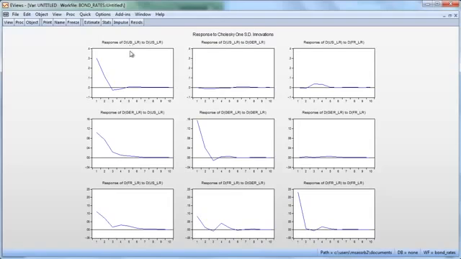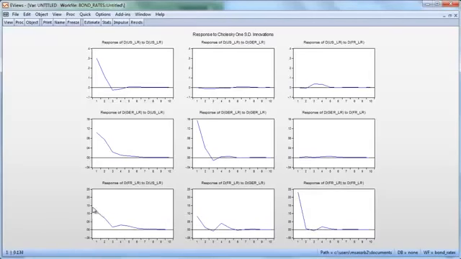In the first row we have the responses of the change in the US long rate to first shocks in the change of the US long rate, then shocks in the change of the German long rate, and then shocks in the change of the French long rate. The second row will give us the responses of the change in the German rate, first to shocks in the change of the US rate, then to shocks in the change of the German rate, and then to shocks in the change of the French rate.